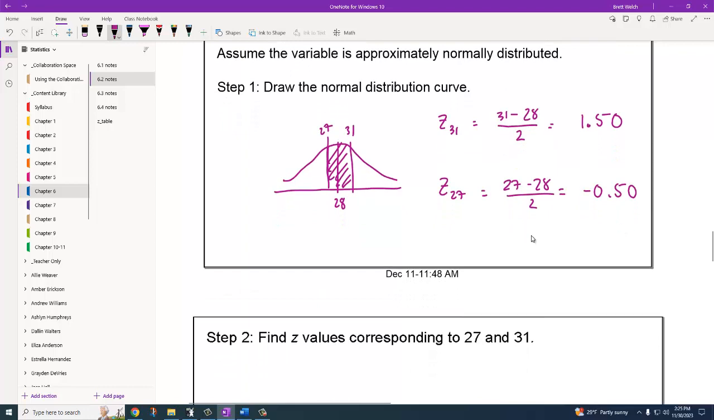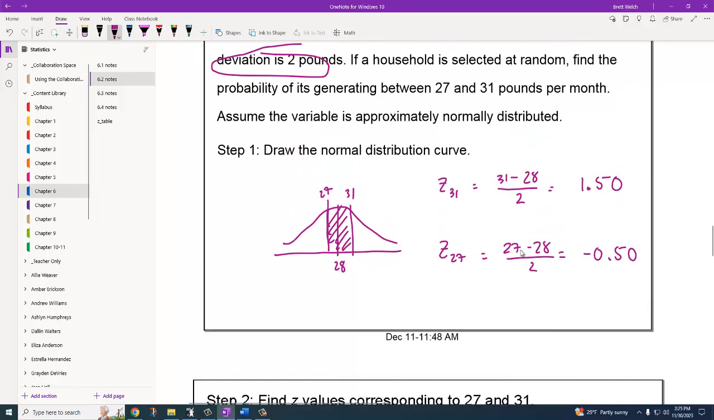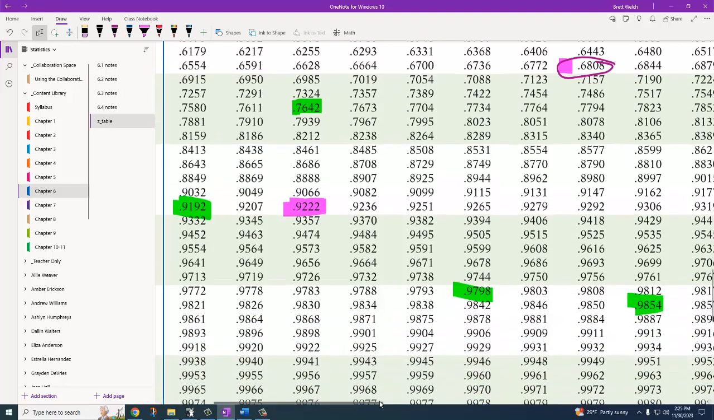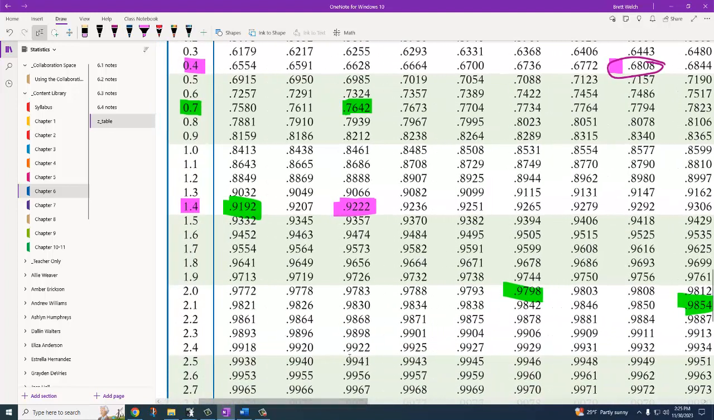So now I need to find those two. This is step 3: find the area between. The way I'm going to do that is go to the z table and find 1.50, which would be 0.9332.